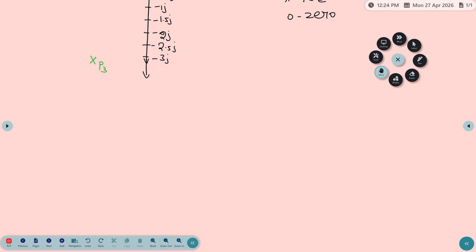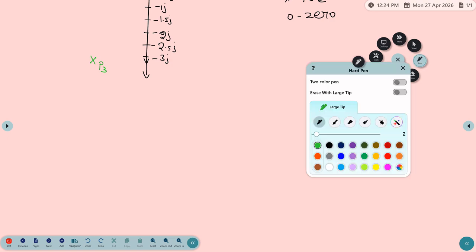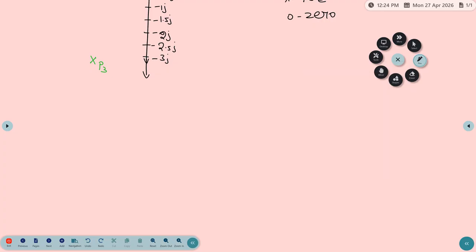Again, step 2 is very simple. Before entering into step 2, we should know one piece of information. If you are going to draw a root locus, the number of root locus branches is equal to the number of poles. That is very important. In this problem we have 3 poles, that means we should draw 3 root locus branches.